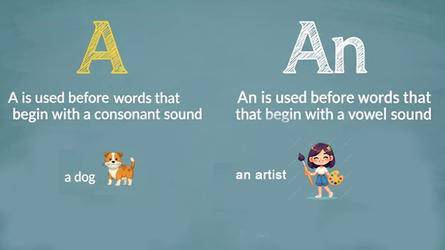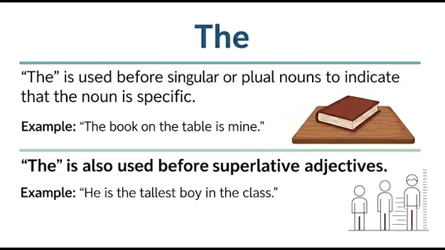A is used before words that begin with a consonant sound. For example, I saw a dog in the park. An is used before words that begin with a vowel sound. Example, she's an artist. The is used when we are talking about something specific.